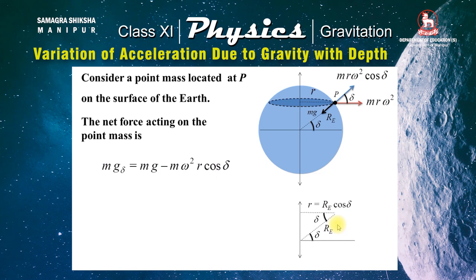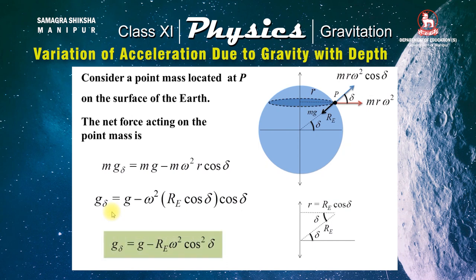that r is equal to the radius of the earth, R e, times cos delta. So you have to know this relation, so you don't get confused about the angle. Therefore if you put R e here, obviously g prime delta is equal to g minus omega square times R e cos delta times cos delta.